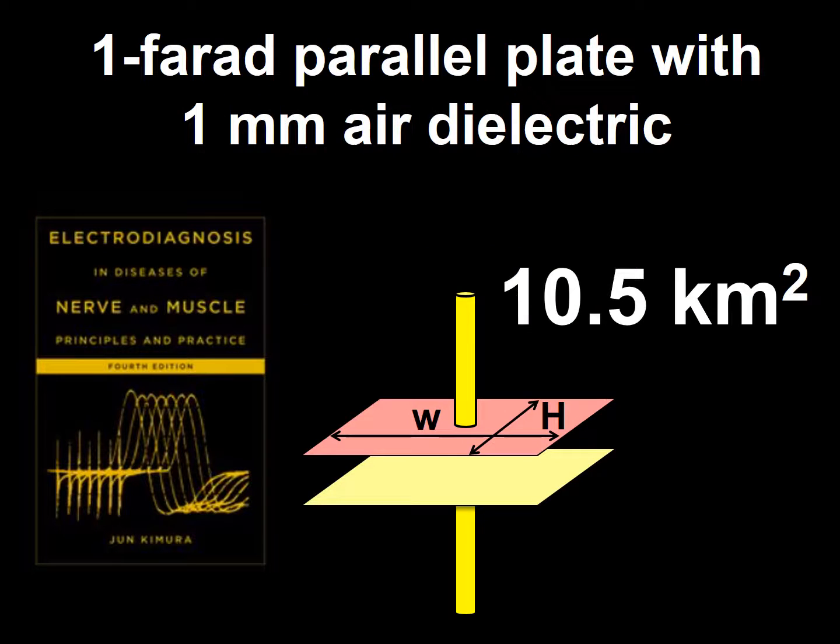The farad is a very large unit. Kimura gives an example by saying that the size of the plates separated by 1 millimeter air dielectric would have to be 10.5 square kilometers to hold 1 farad.